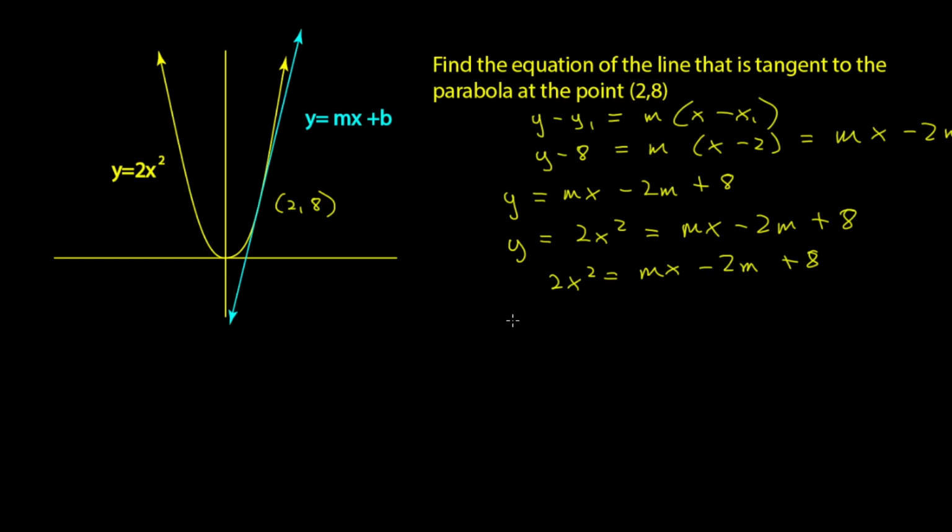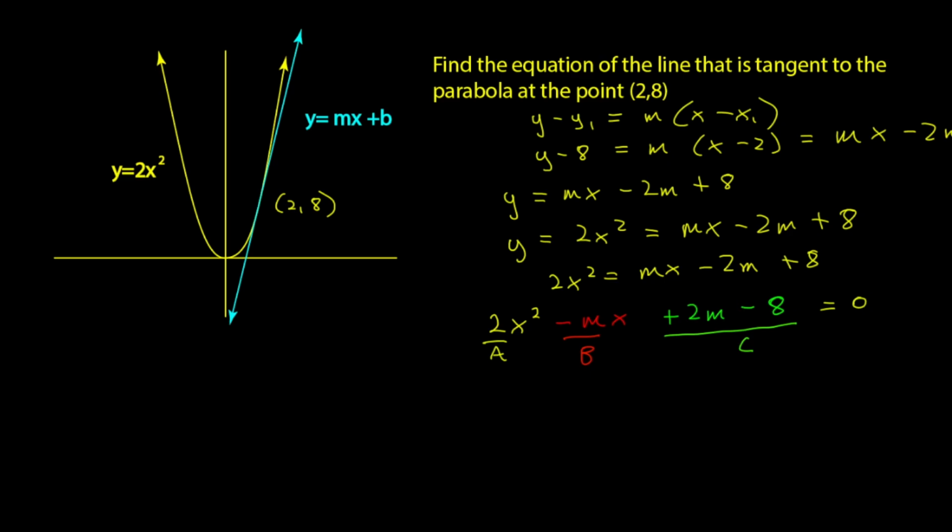So now I'm going to do this in different colors so you can see the A, B, and C for the quadratic formula. 2x squared minus mx plus 2m minus 8 equals 0. So now that's your A, that is your B, that whole thing is your C. If you're having trouble figuring out which is which, the coefficient on the x squared is A, the coefficient on the x is B, anything without an x is C. So both of these terms are the C.